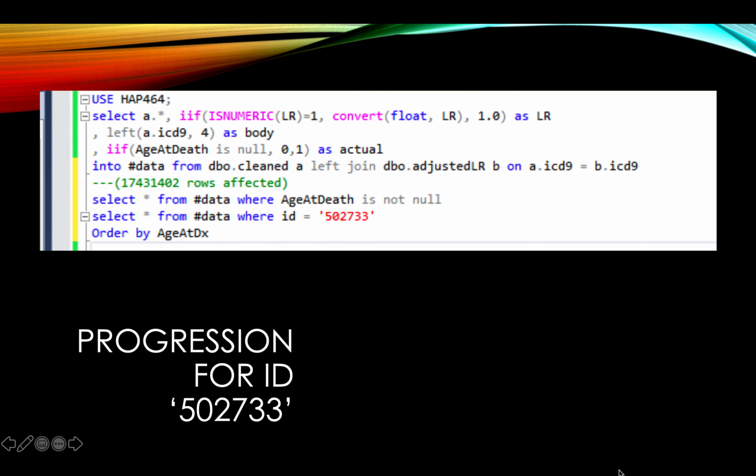For progression for ID 502733, it's actually the code right below. I'm sorry for not highlighting it. The code right below the rows affected. And after running that code is where you find the progression for the ID.